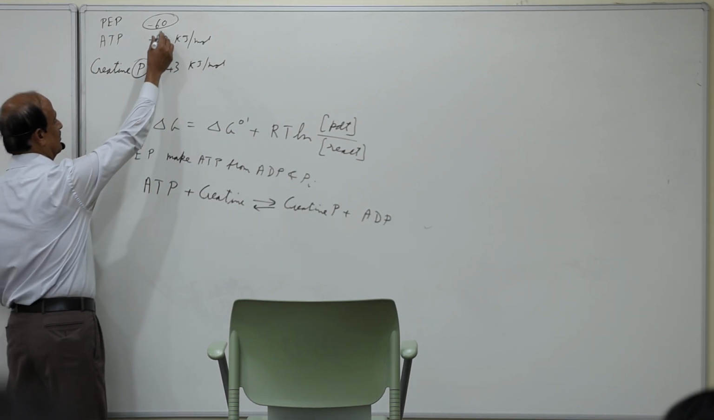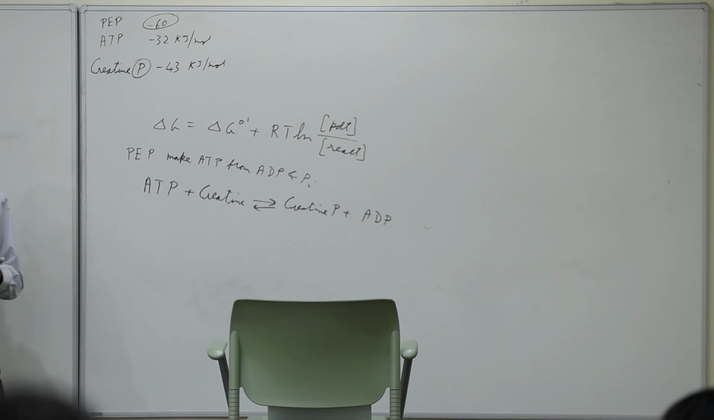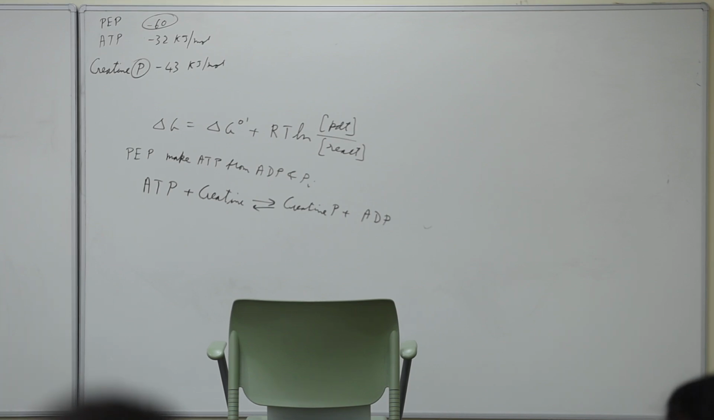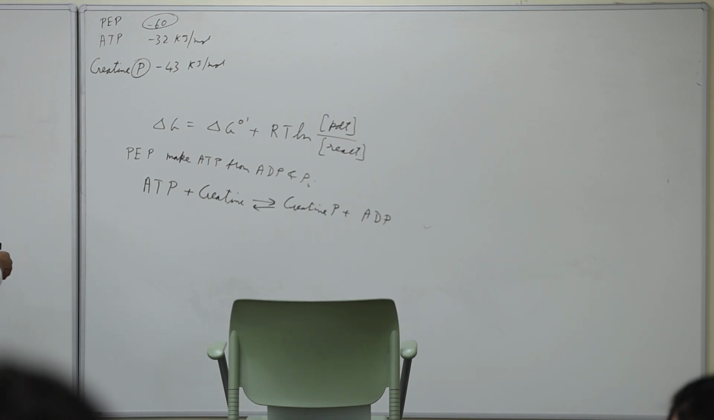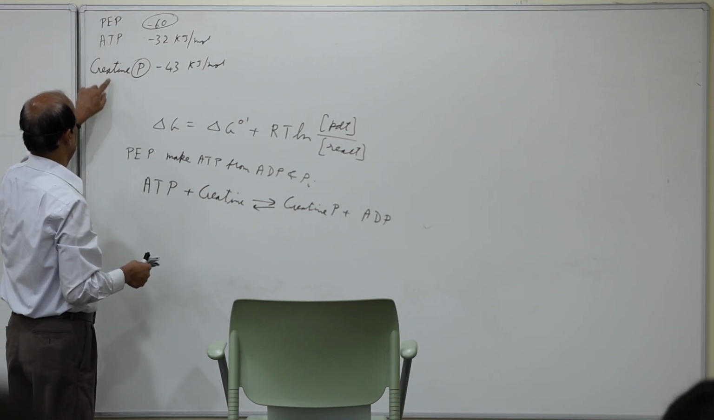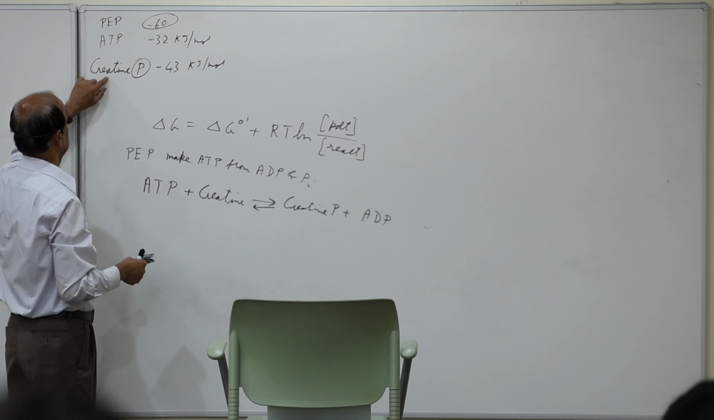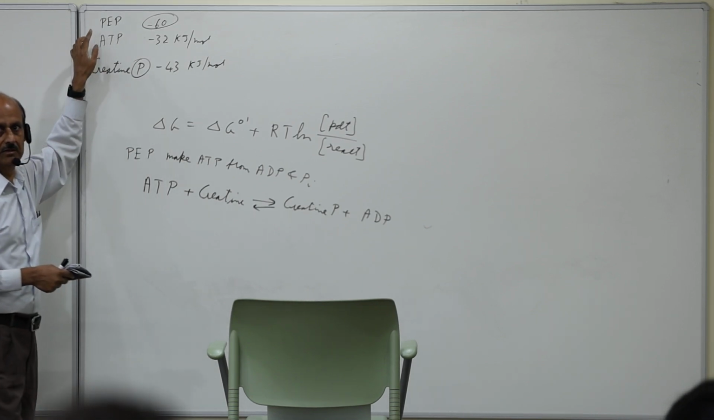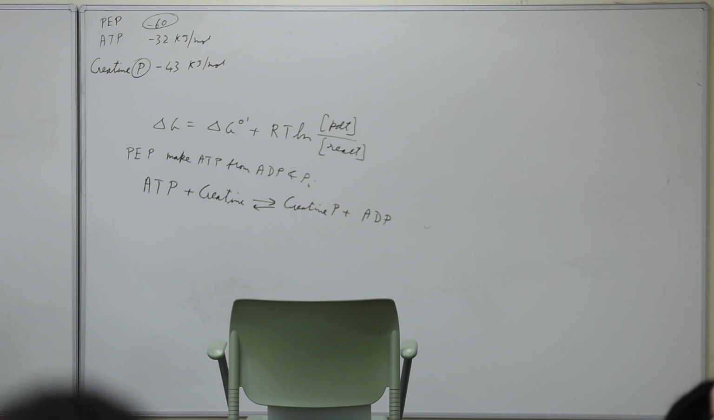So all these numbers are not fixed. They are the standard free energy. The actual free energy will depend on the concentration of the reactants and products. So the reaction can go either way. Sometimes ATP can be used to make creatine phosphate, other times creatine phosphate can be used to make ATP, depending on how much of the reactants and products you have.